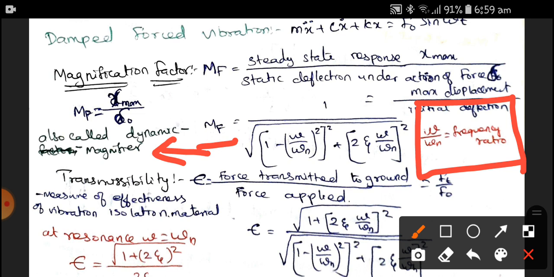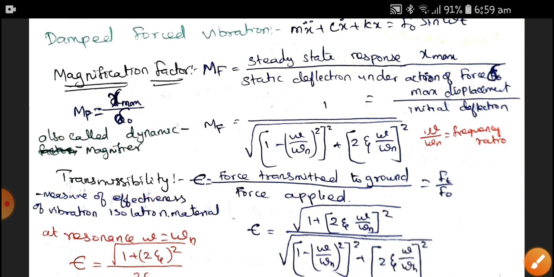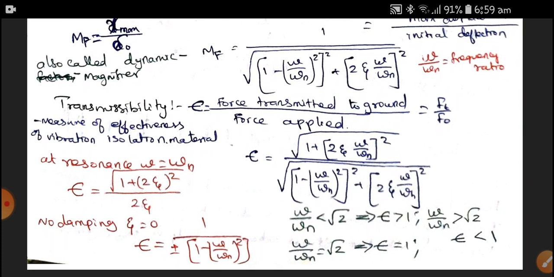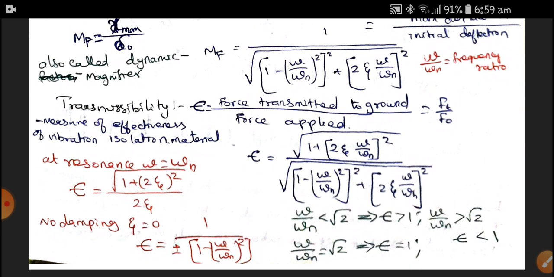Next, we are going to see transmissibility. Transmissibility zeta is the ratio of force transmitted to the ground to the applied force. For your better understanding, when we are running a machine, say any lathe or a milling machine, during machining there will definitely be some vibration produced.